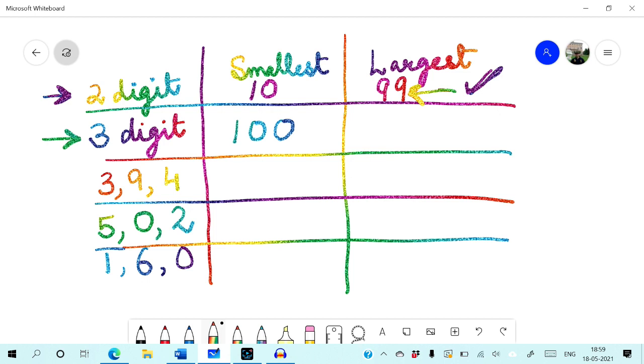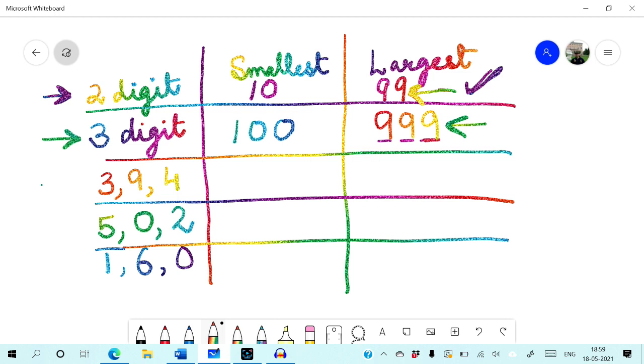Now the largest 3-digit number. There will be 3 places in the largest 3-digit number. So in all the 3 places we will write the largest digit, which is 9. So the number will be 999. So 999 is the largest 3-digit number.